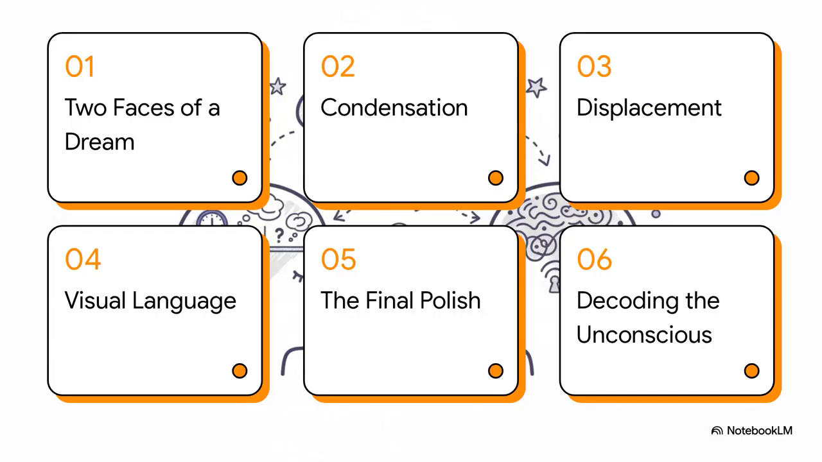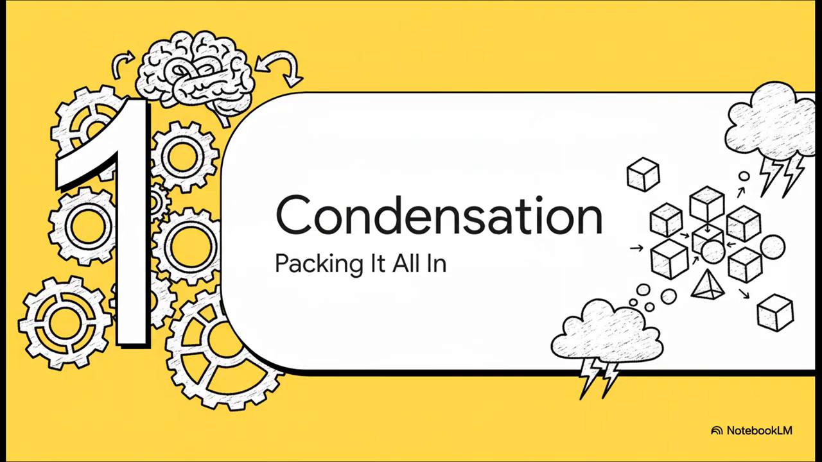So in this explainer, we're going to break down exactly how that engine works. We'll start with those two faces of the dream, then we'll dive into three key mechanisms: condensation, displacement, and its really unique visual language. After that, we'll look at the final polish the mind puts on everything and what it all means for actually decoding our own unconscious.